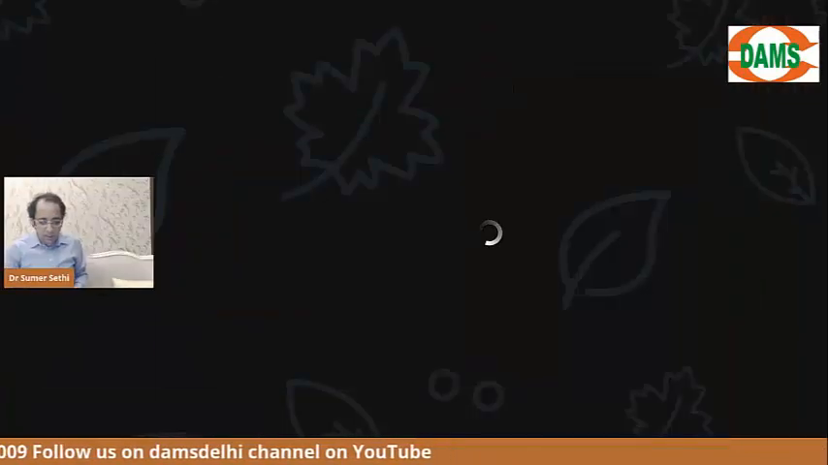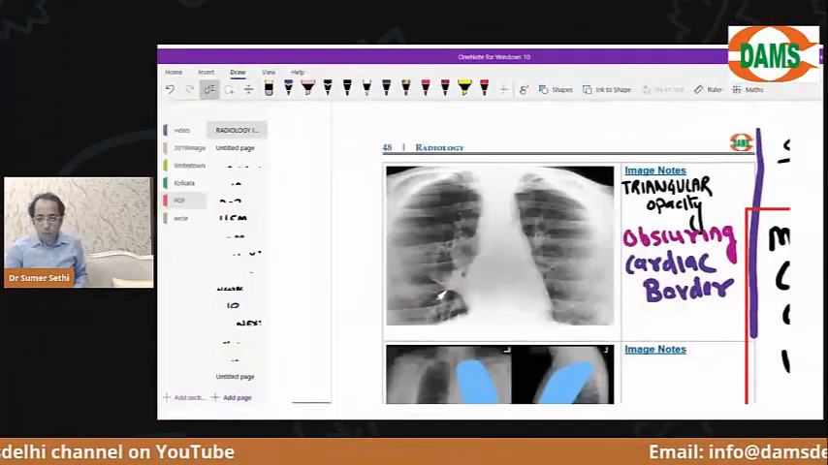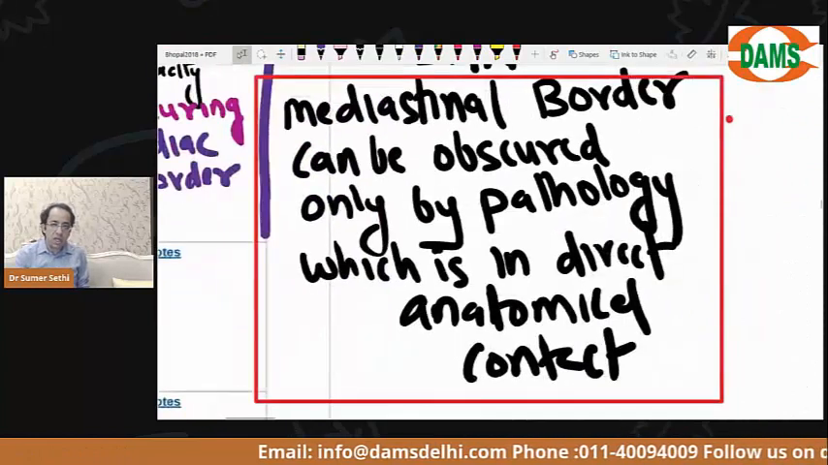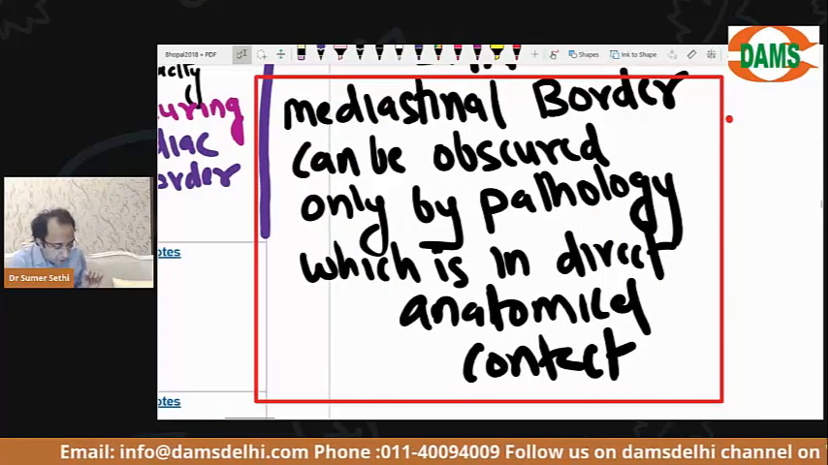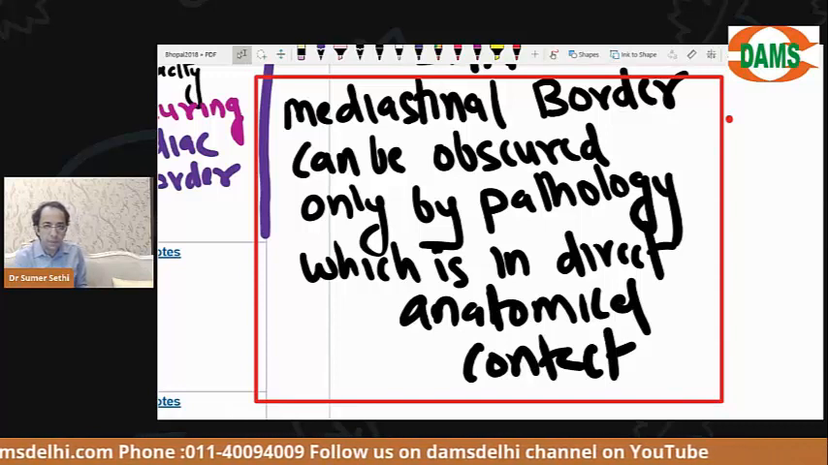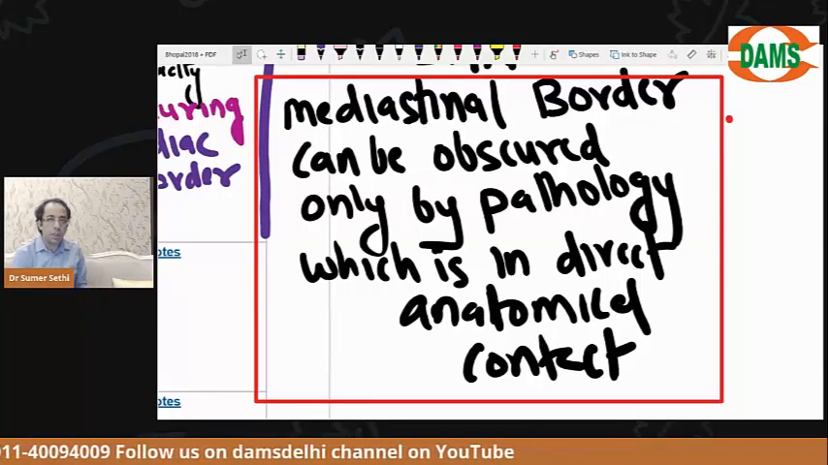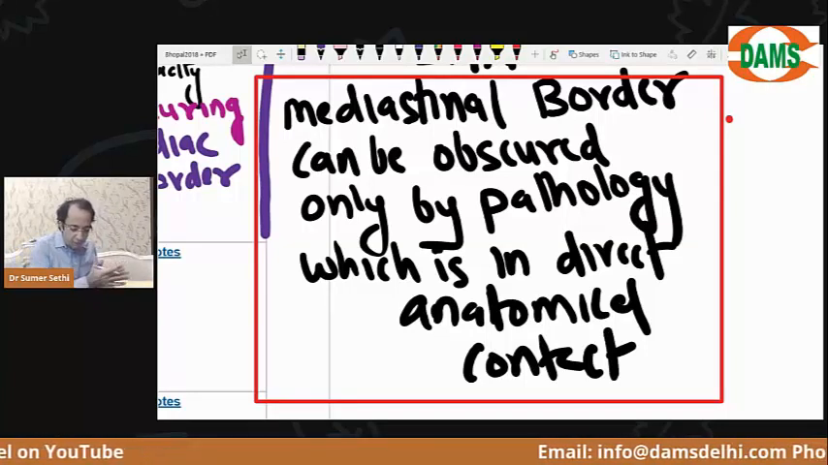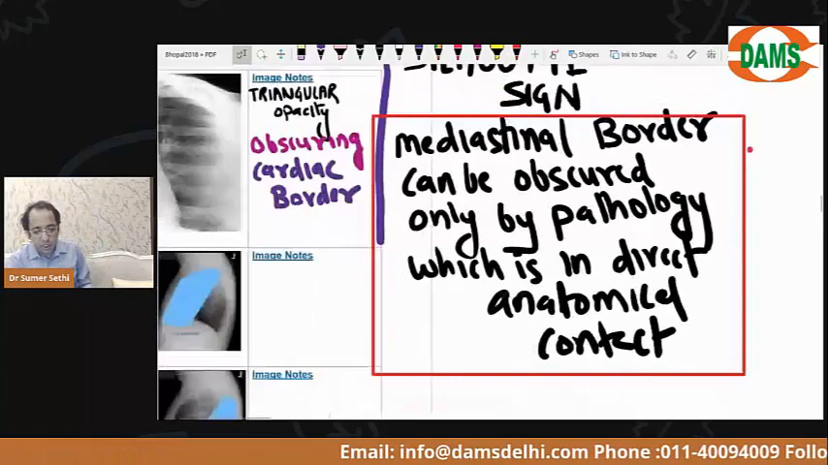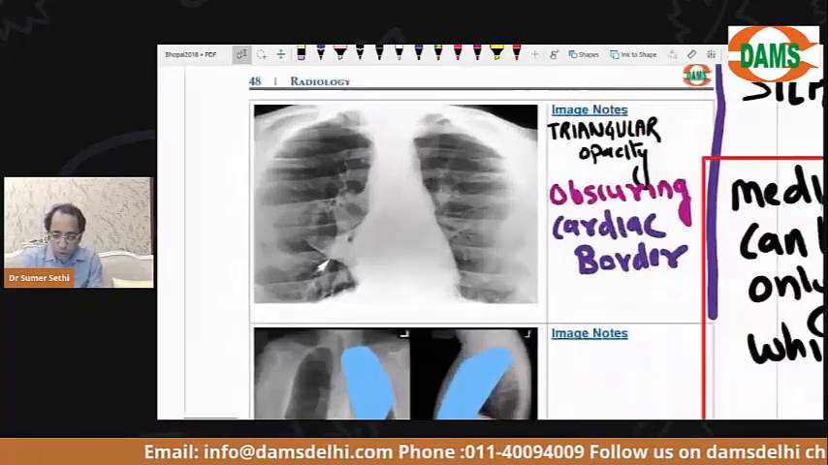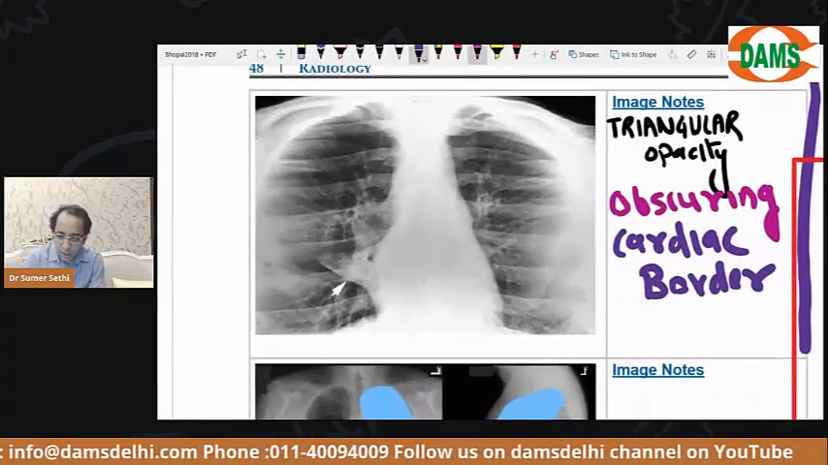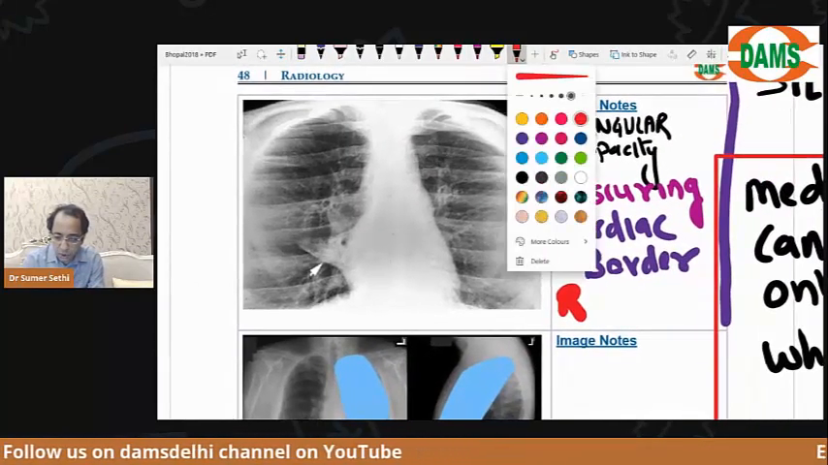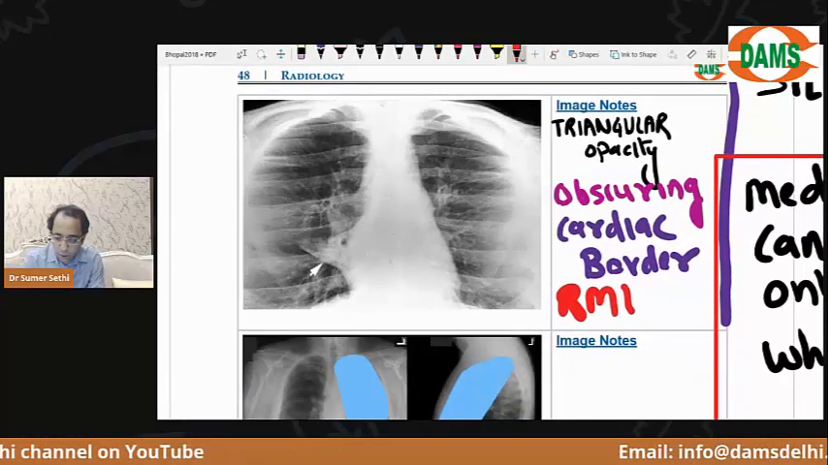Now imagine and tell me which lobe is anatomically touching the heart. Which lobe of the right side is touching the heart? Anyone? Which lobe? It is the middle lobe which is anatomically touching the heart because both of them are anterior. So that means if the cardiac border is obscured, this disease must be a middle lobe pathology. Are you clear with this or not? This is right middle lobe collapse.